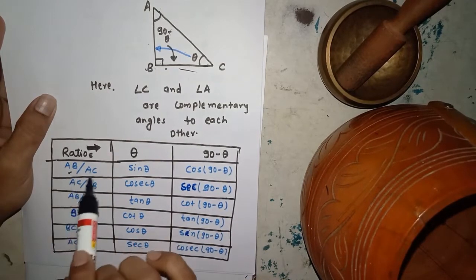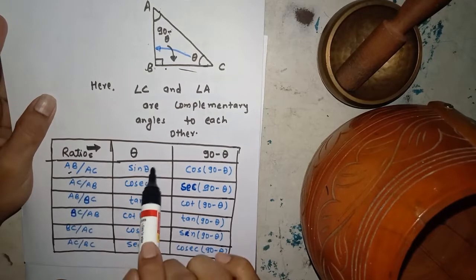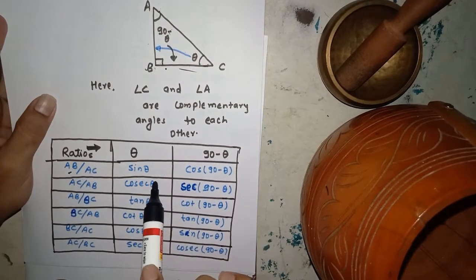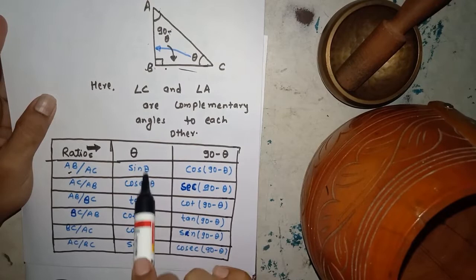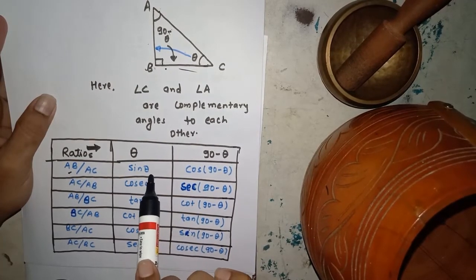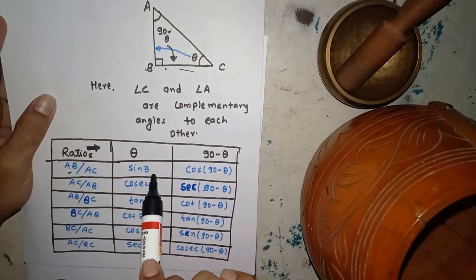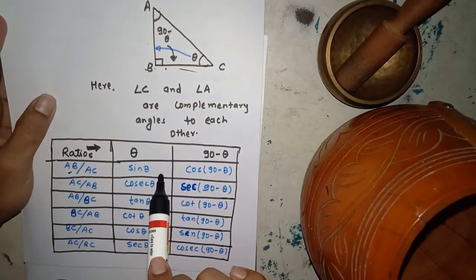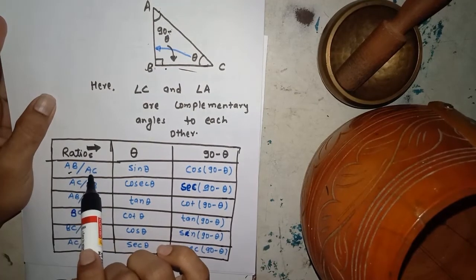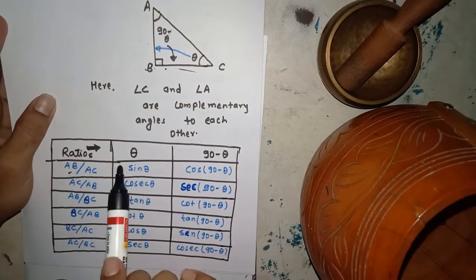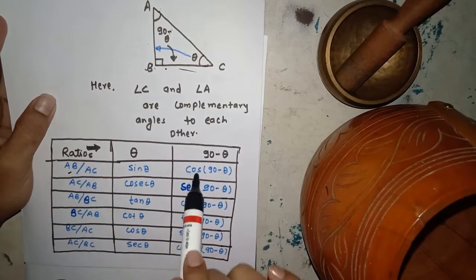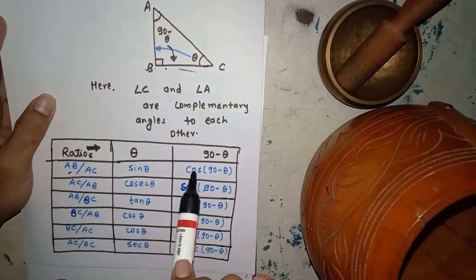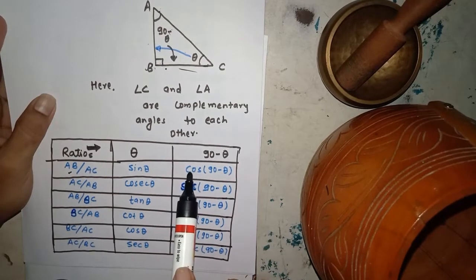Okay, so the same ratio can be written in two ways here, depending on in which perspective you watch the things, or which angle you take in a right angle triangle. Are you getting my point? So AB by AC must be equal to sine theta, and at the same time AB by AC must be equal to cos 90 minus theta. Are you getting my point?